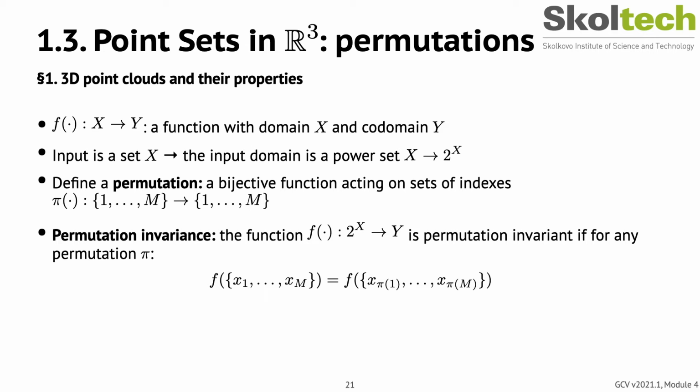Since for a set with m elements there exist m factorial permutations, for the function f to be permutation invariant on that set, it has to be invariant to m factorial permutations of the input set in data feeding order.